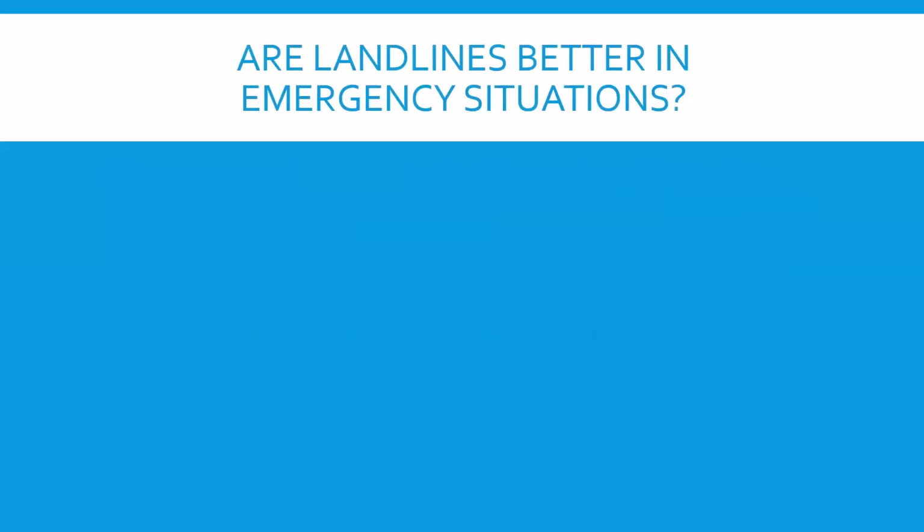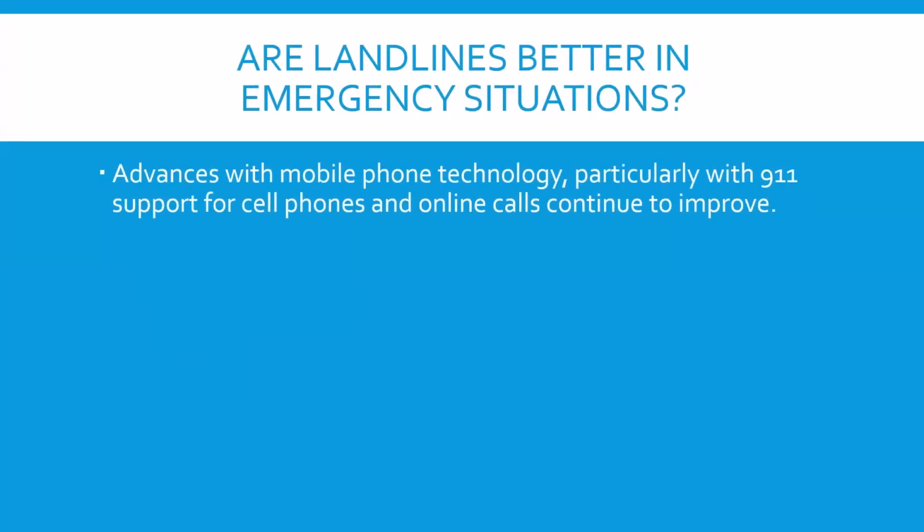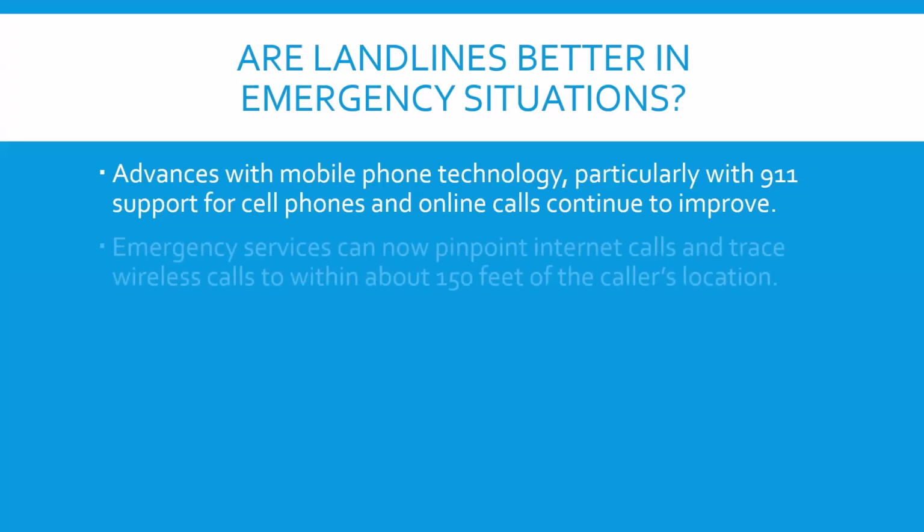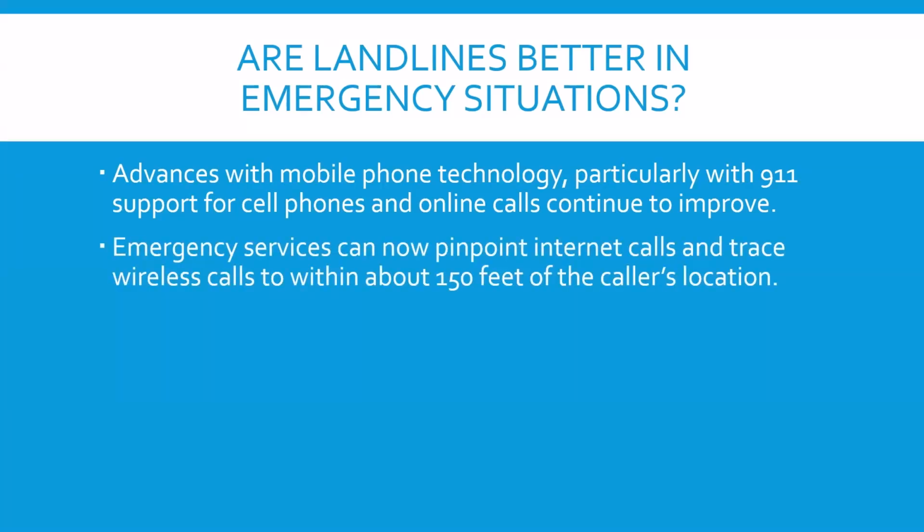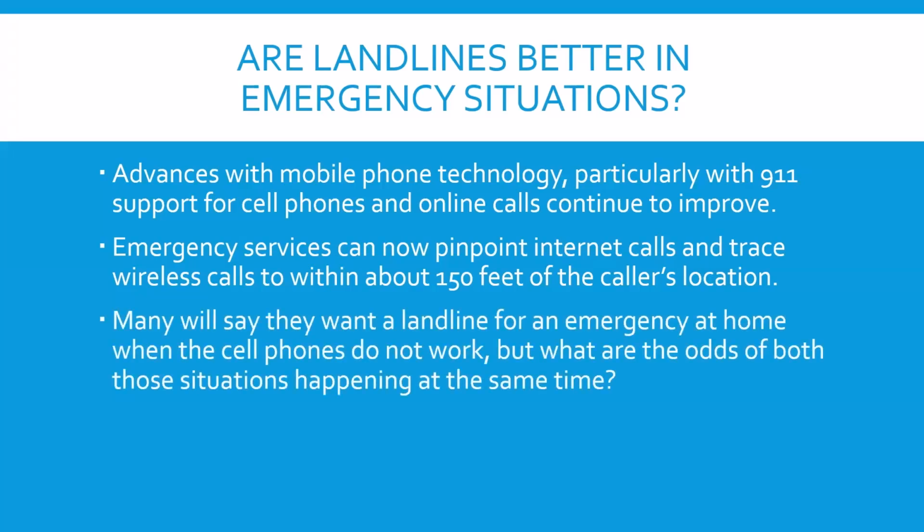Now, are landlines better in emergency situations? Advances with mobile phone technology, particularly with 911 support for cell phones and online calls, continue to improve. Emergency services can now pinpoint internet calls and trace wireless calls to within about 150 feet of the caller's location. Now, many will say they want a landline for an emergency at home when the cell phones do not work. But what are the odds of both those situations happening at the same time?